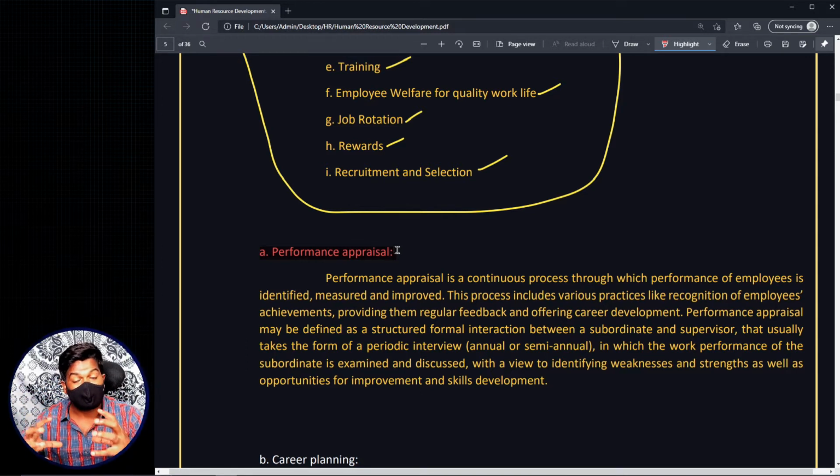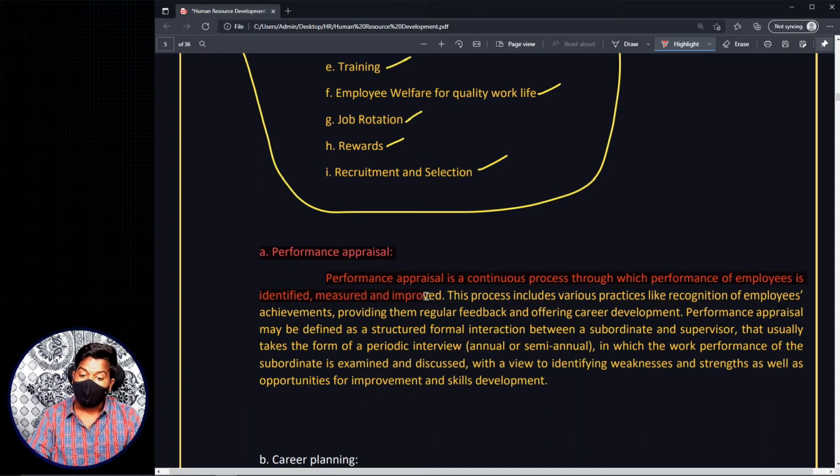So performance appraisal is considered as one of the strongest tools in an organization, which will have a strong impact on the employee. So we are telling that performance appraisal is a strong tool, or a mechanism, or an intervention, or a technique that organizations can use in order to develop the human resource in an organization. Now, performance appraisal is a continuous process through which performance of an employee is identified, measured, and improved.